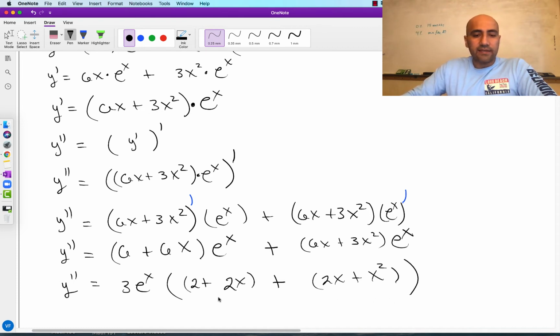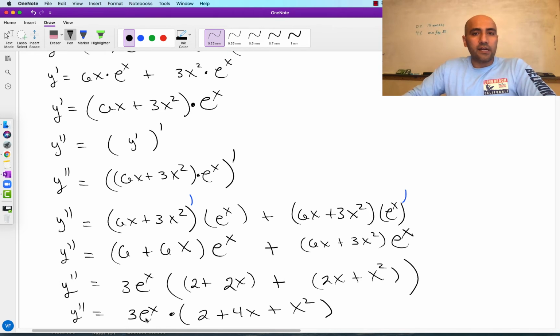And now this simplifies a little bit. This turns into 3e to the x, parentheses. Now nobody wants to play with this 2, but the 2x and the 2x combine, so we'll have 2 plus 4x plus x squared. So once again, we've managed to simplify it a little bit into something that's just the product of a constant, e to the x, times something that looks like a simple polynomial. Okay, so finding the third derivative should be no problem at all.